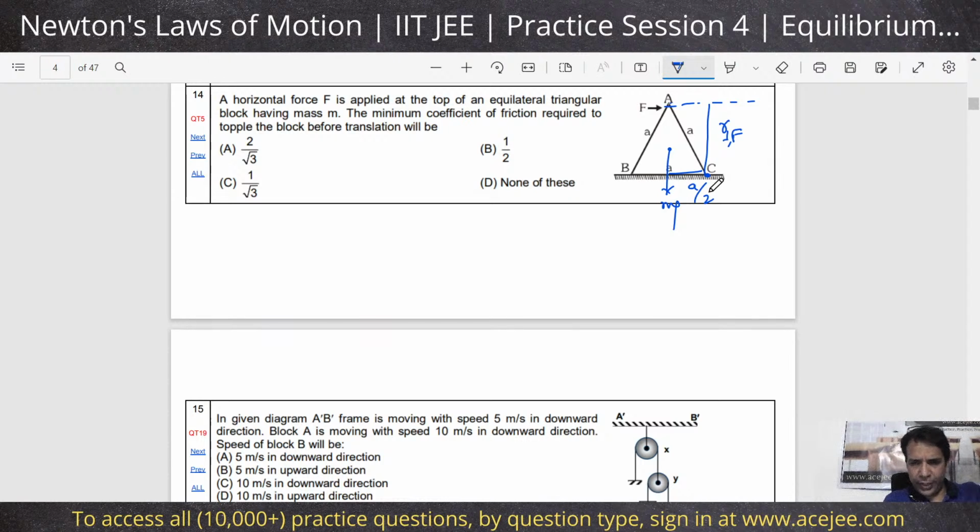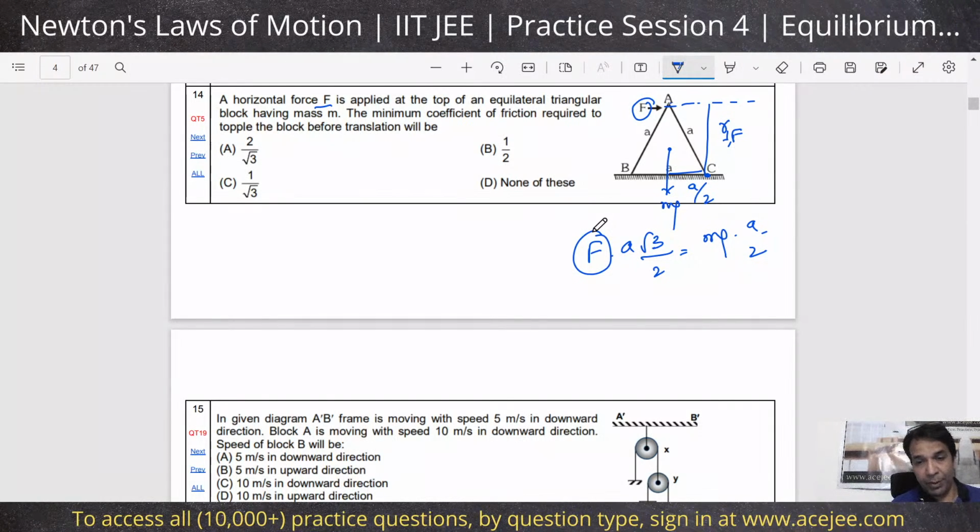Correct? So they'll give you the condition: the horizontal force F is applied at the top of the equilateral triangle block having mass M. What is the minimum coefficient of friction required to topple the block? First of all, you find out the minimum force required to topple, which will be F into a root 3 by 2 equals mg into a by 2. So you will get your minimum force required to topple it.